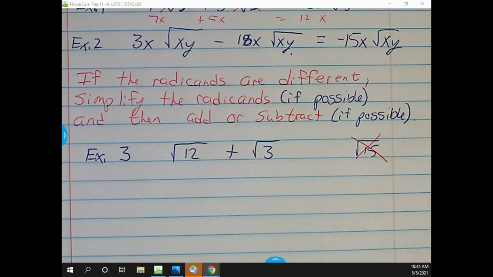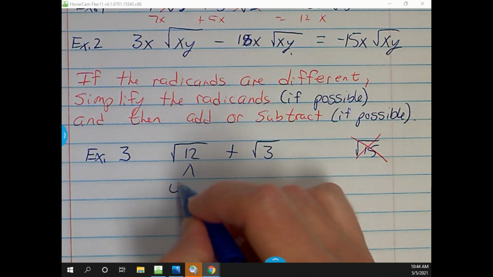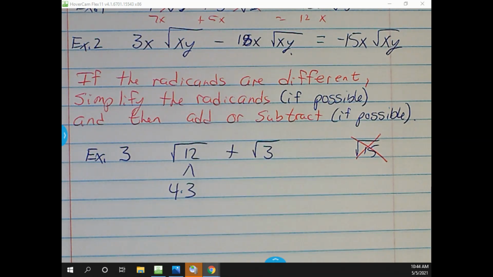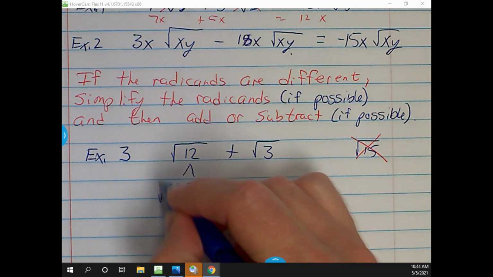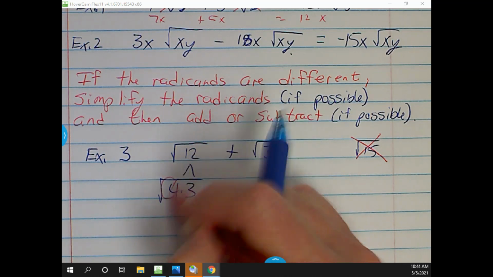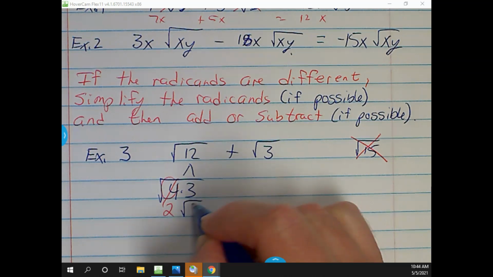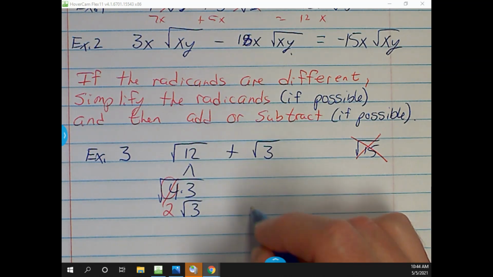So what you've got to do is take the 12 and start to break it down. Maybe 4 times 3. All right, and hopefully when you break that one down, if you have 4 times 3, you go, oh, well, square root of 4, that's just a perfect number. That's a 2. So I can make that 2 square root of 3, because this one was already square root of 3.